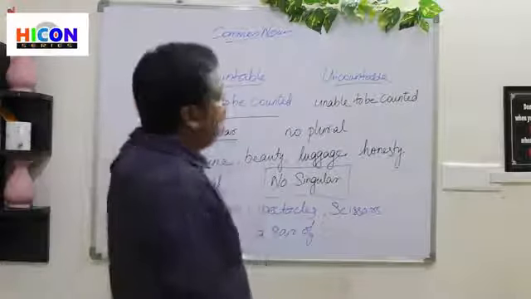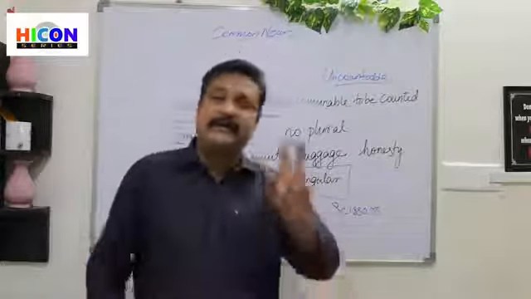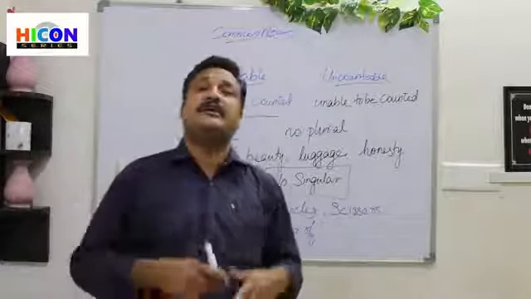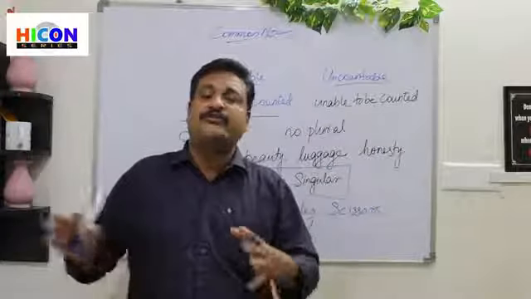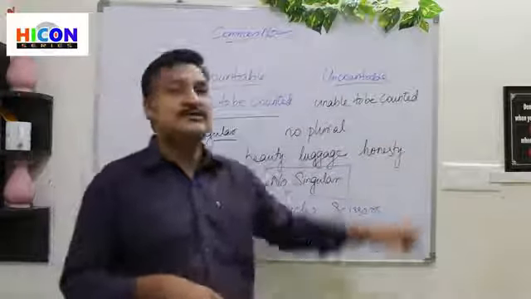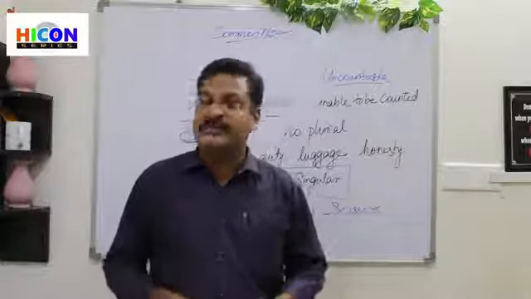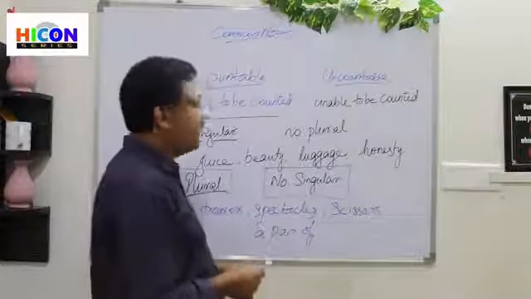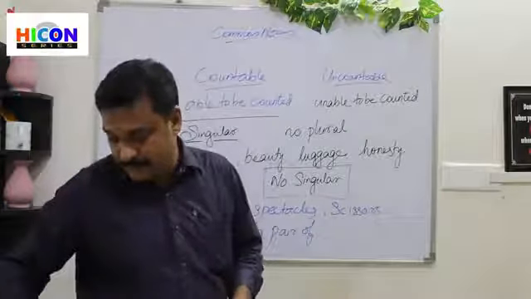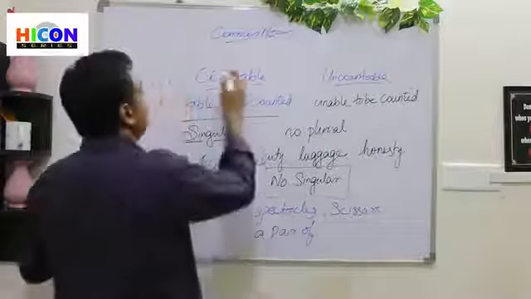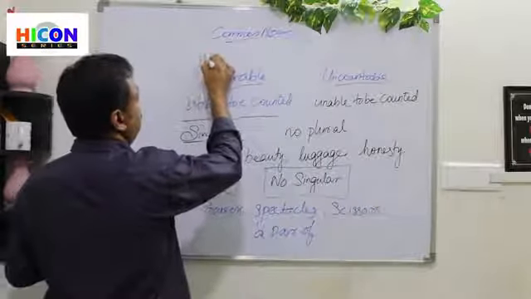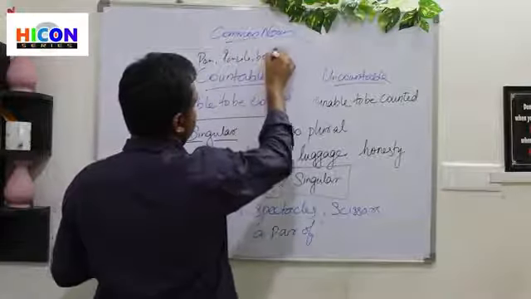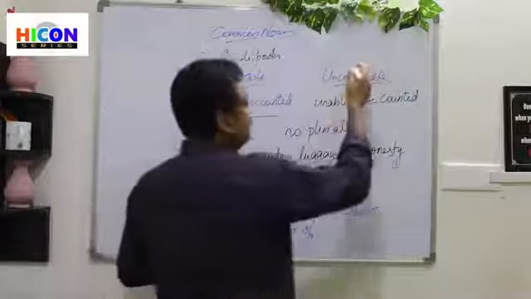So countable nouns and uncountable nouns are two categories of common nouns. Countable nouns refer to those nouns which we can count easily, like 1, 2, 3, 4. Uncountable nouns are those nouns which cannot be counted. We cannot count them. Right? So for countable nouns, we can use examples like a pen or pencils or books, etc.